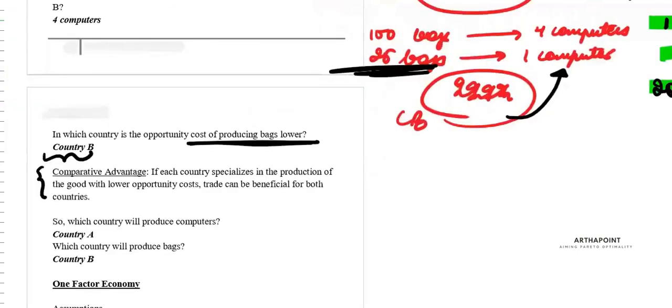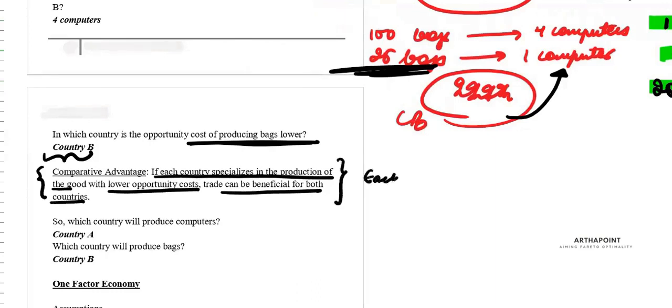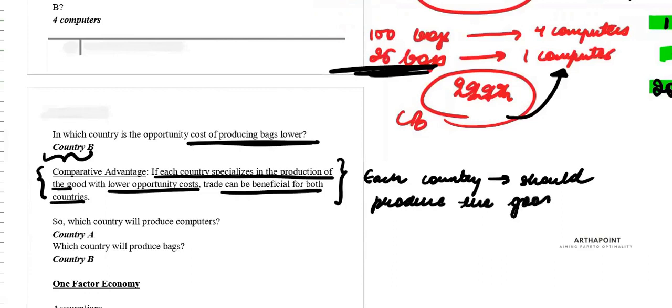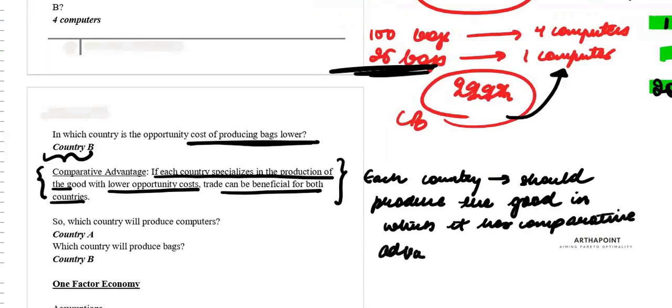Comparative advantage. If each country specializes in production of the good with lower opportunity cost, trade can be beneficial for both. So we are saying that each country, and this is what the Ricardian model is all about, we'll do it in detail, but each country should produce the good in which it has comparative advantage.